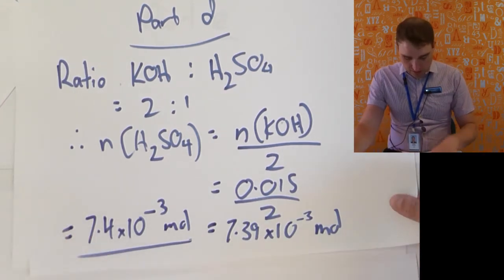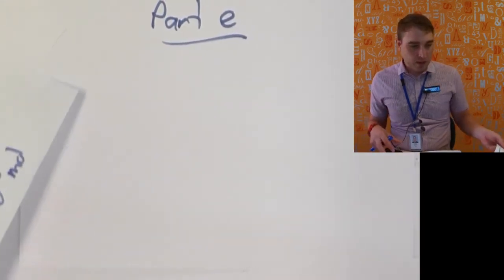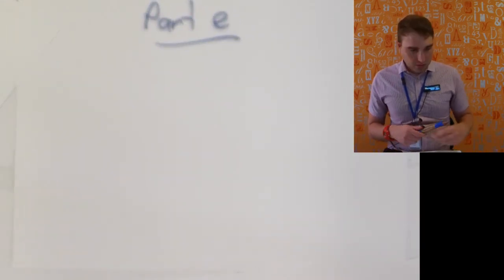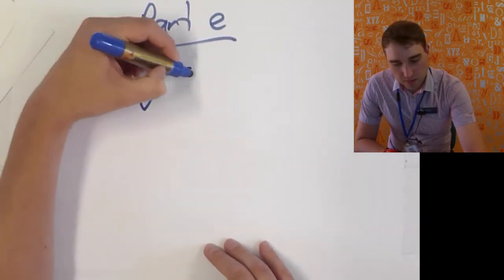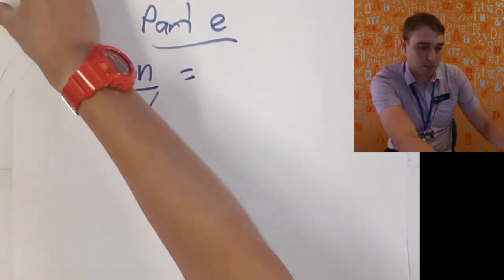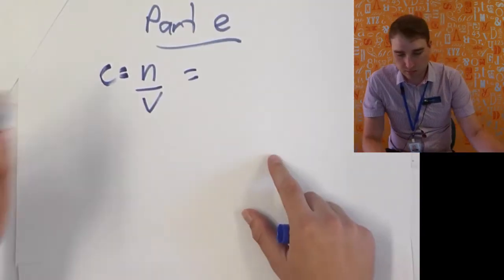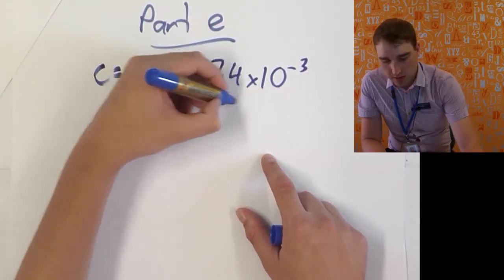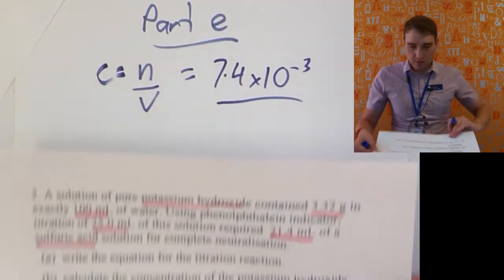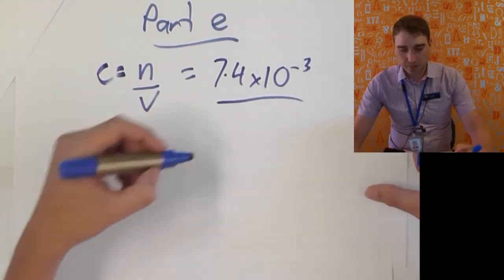Last part is to calculate the concentration of the sulfuric acid. Okay, so what I'm going to do is write the equation down, C equals n on V. My number of moles, I just got then. So 7.4 times 10 to the minus 3. Right, the volume that I use, back to the question, is 21.4 mils.